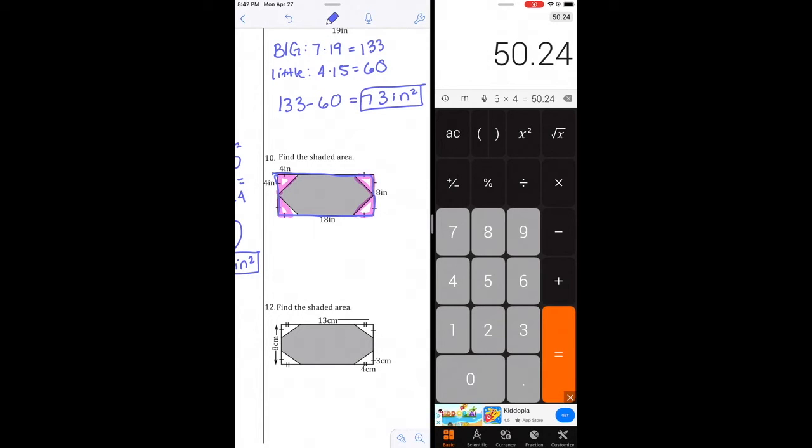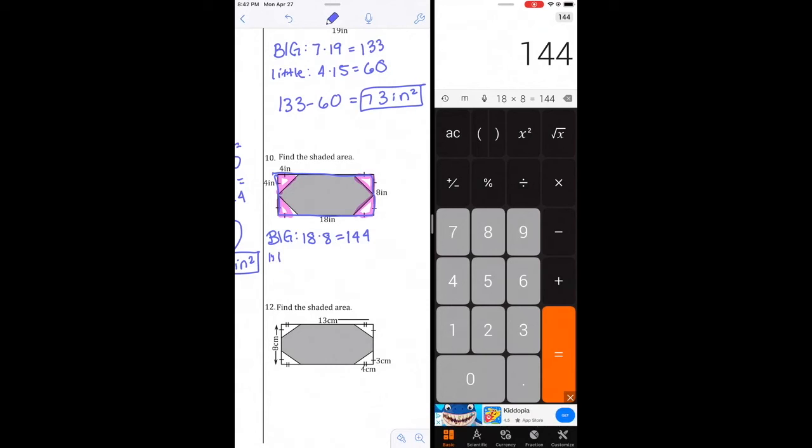If that was a clue that helps you get started, you could pause the video again and retry that problem. If you feel like you got it, though, keep on watching. So I'm going to start with my big blue rectangle. And I can see that going across the bottom, it's 18. And going up and down, it's 8. Those little 4s just refer to the triangles. The big rectangle is 18 by 8. 18 times 8 is 144.